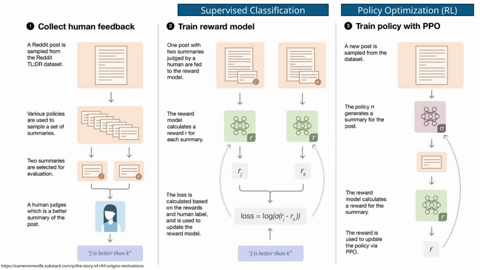In Step 1, data for training the reward model is collected using human feedback. For example, a Reddit post is sampled. Multiple summaries of the post are generated, and 2 are provided to a human for feedback on which is better. Step 2 involves training the reward model.